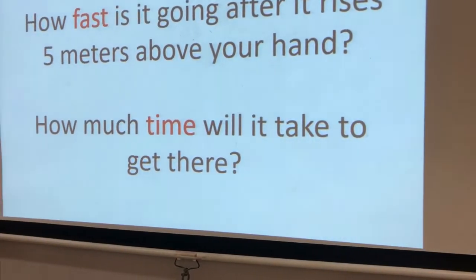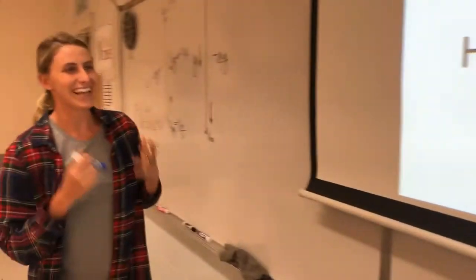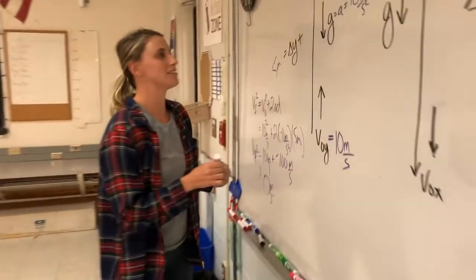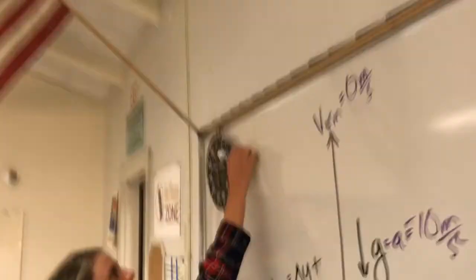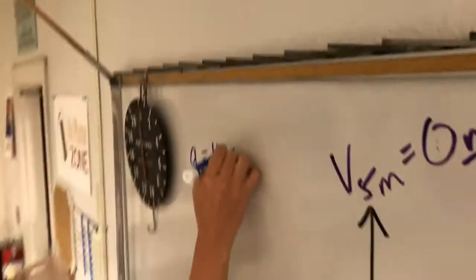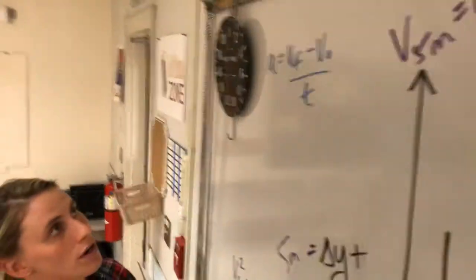All right, what we got next? Oh, we can't forget about this. How much time will it take you to get there? So we're trying to figure out time. Again, I look at my equation sheet. Okay, I'm going to go ahead and write down the equation I'm going to use. A equals V final minus V initial over T, but I want to figure out time, right?